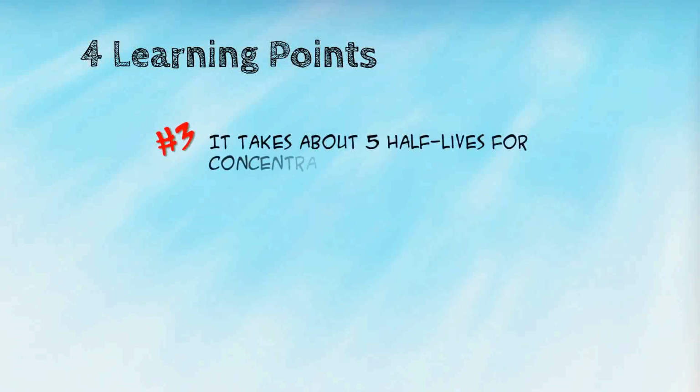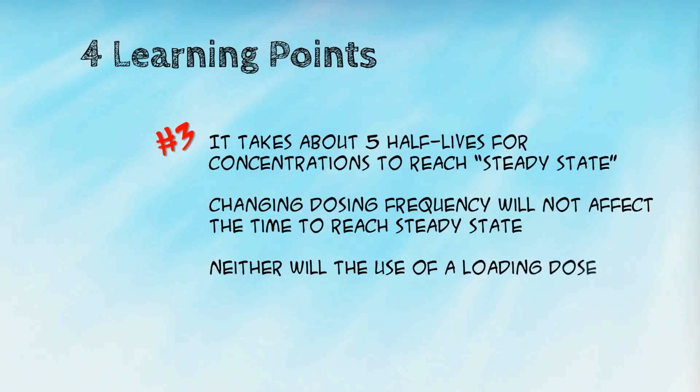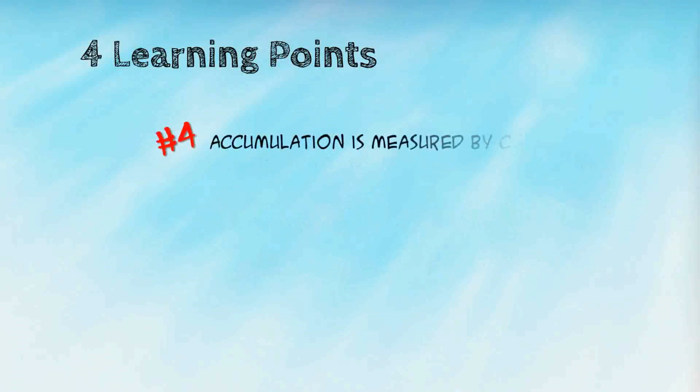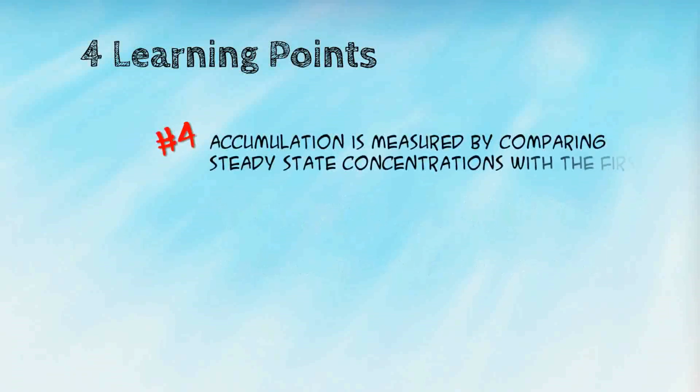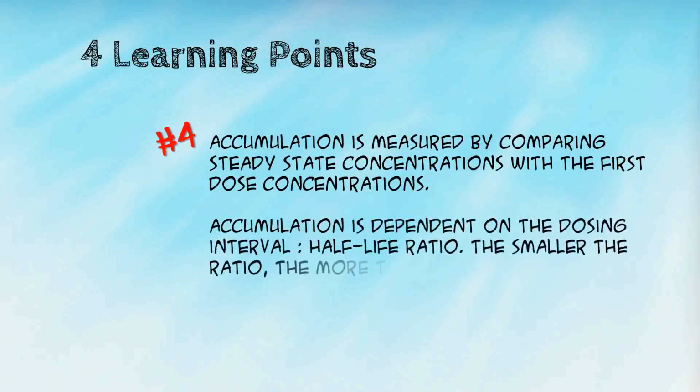It takes about 5 half-lives for concentrations to reach steady state. Changing dosing frequency will not change the time to reach steady state, neither will the use of a loading dose. Accumulation is measured by comparing steady-state concentrations with the first dose concentrations. Accumulation is dependent on the dosing interval to half-life ratio. The smaller the ratio, the more the accumulation.